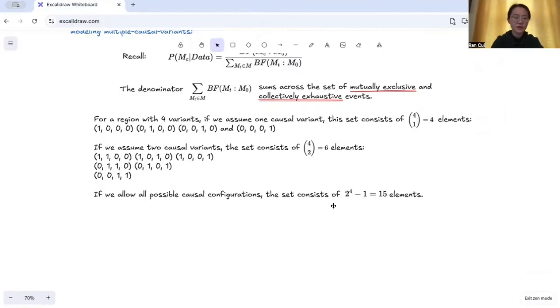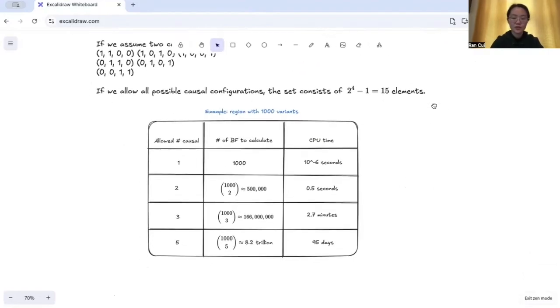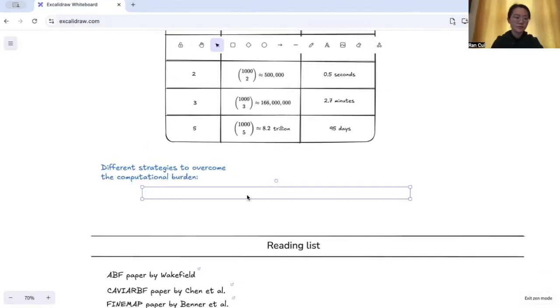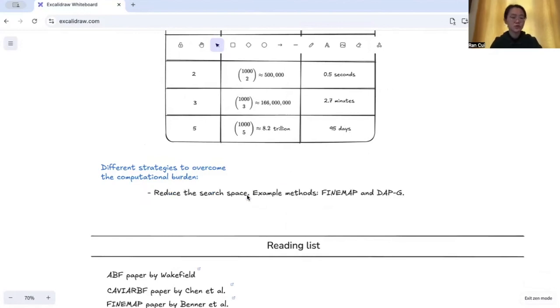All right, so 15 is manageable, but let's look at a slightly more realistic example. If a region has 1,000 variants, you can imagine the combinatorial burden that we have when we assume multiple causal variants. What do researchers do to try to solve this problem? There are mostly two schools of thought. One is to reduce the search space. If we can't exhaustively compute all 8.2 trillion Bayes factors, how about we search for the most important ones to compute and ignore the rest?